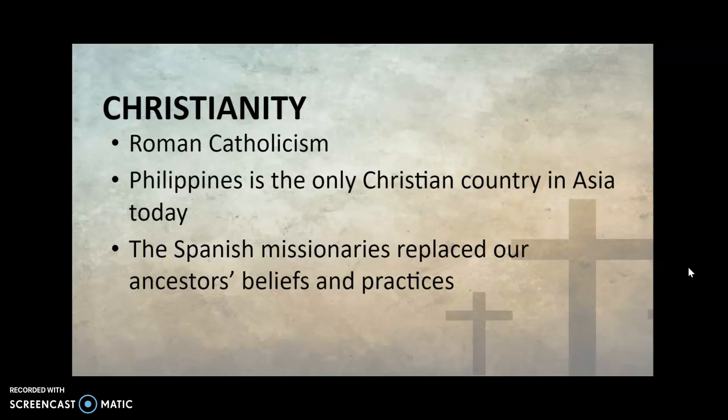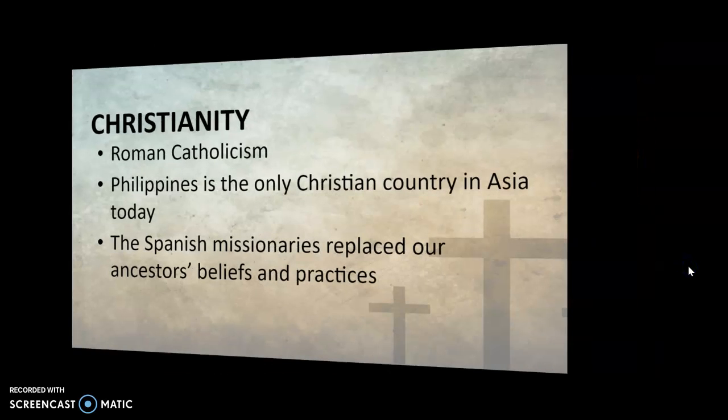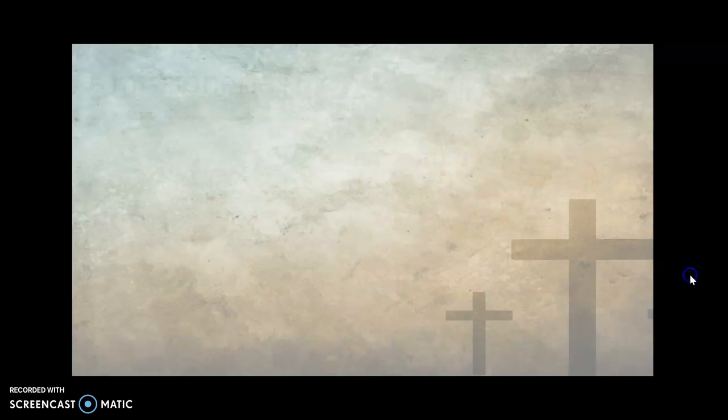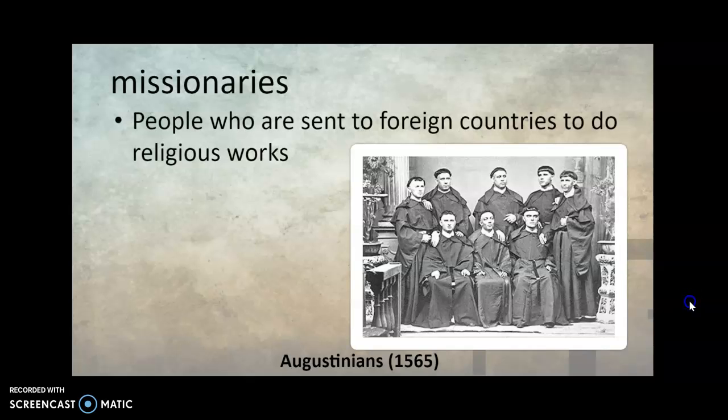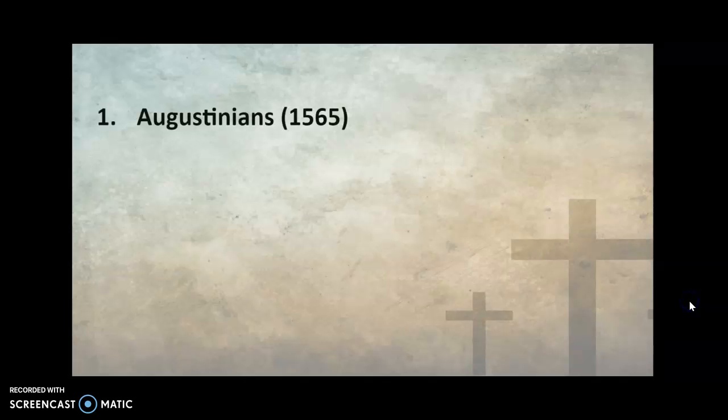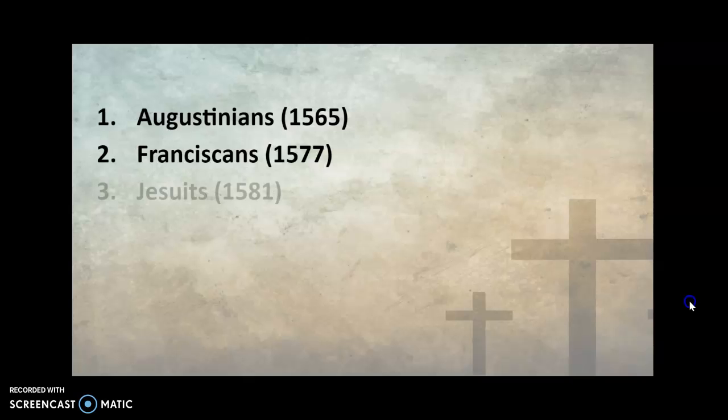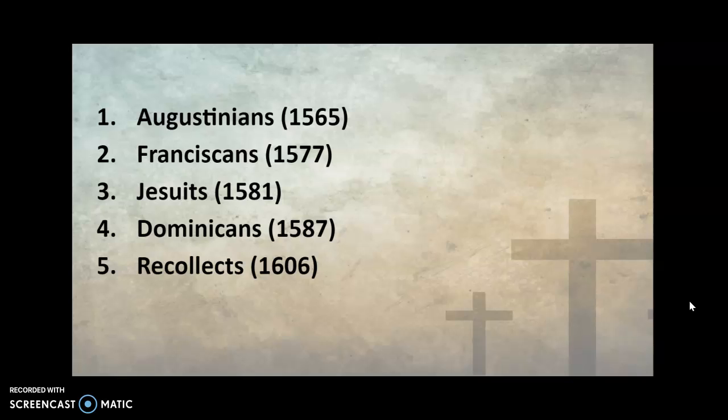So there are 5 different missionaries that came here in the Philippines. The first one is your Augustinians, right? So they accompanied Miguel Lopez de Legazpi when he arrived here in the Philippines. Okay, so specifically, they arrived here in 1565. Following the Augustinian missionaries, you have there the Franciscans, your Jesuits, your Dominicans, and Recollects, right?